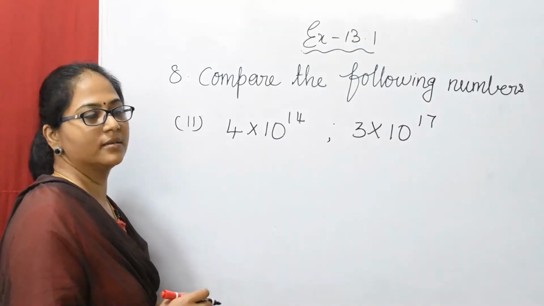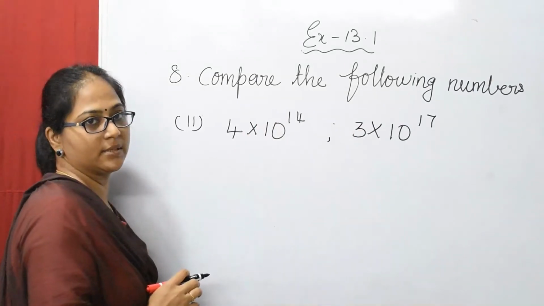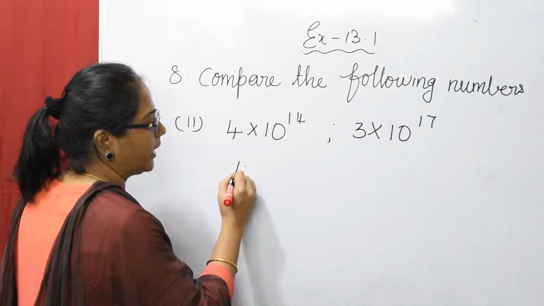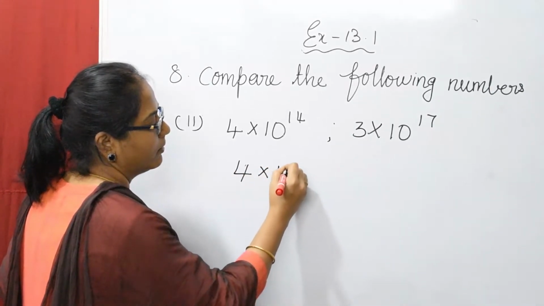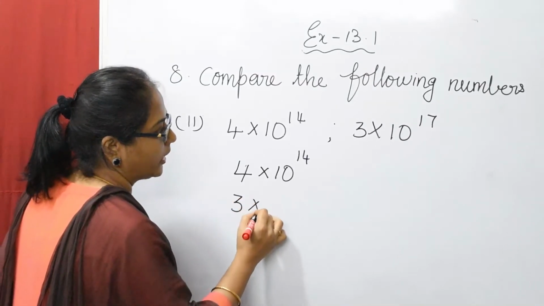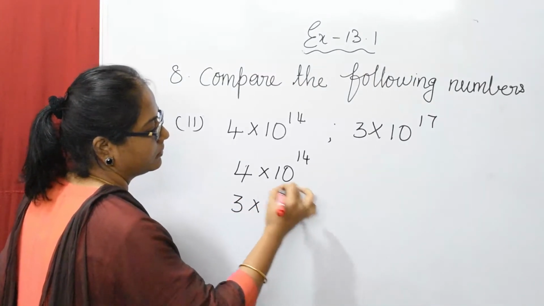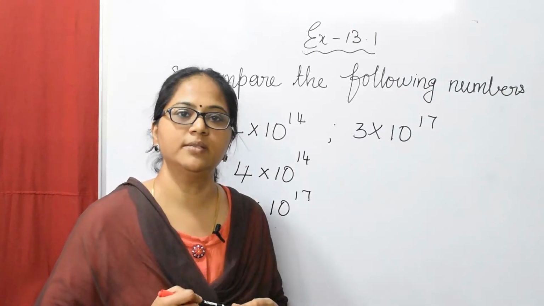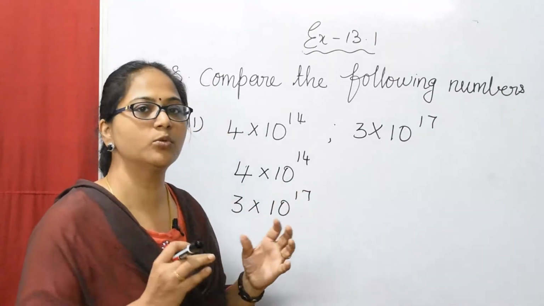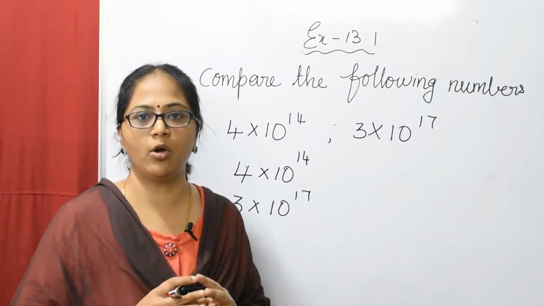Now question 8, compare the following numbers. So we are going to compare 4 into 10 to the power of 14 and 3 into 10 to the power of 17. Students, when you are going to compare, you have to bring the numbers to a common term. What do you mean by common term?